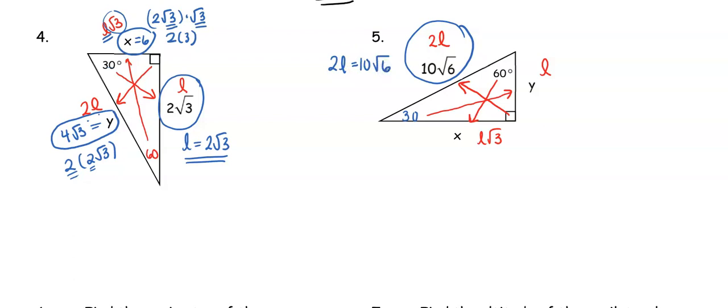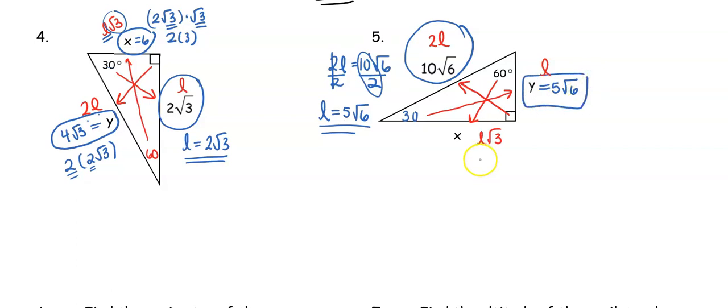So this time I wasn't given L. Last time, even though L was a radical, I knew what L equals. If I don't know what L equals, my first step is to solve for L. Since it's 2 times L, I'm going to divide both sides by 2. That cancels. Now I know what L is. There's my radical work. 10 divided by 2 is going to give me 5 root 6. So I know that L is 5 root 6. This side over here is L, which means Y is 5 root 6.